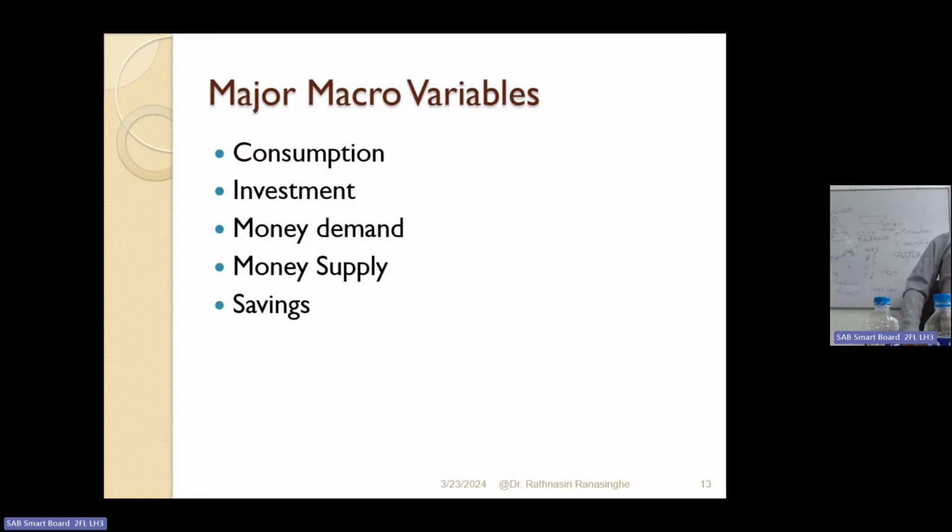Now, for the time being, we identify these macro variables. Based on these macro variables, we identify the overall economy. So this is the way the economy is designed, with consumption, investment, government expenditure, and money demand, money supply, savings, like that. We identify the economy based on these variables.